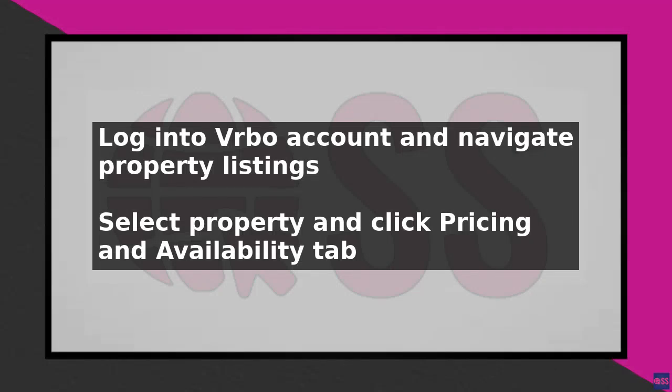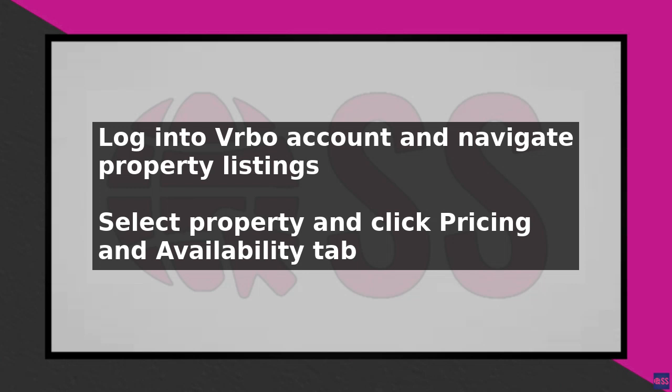To add a cleaning fee on Vrbo, start by logging into your Vrbo account and navigating to your property listings. Select the property for which you want to add a cleaning fee and click on the Pricing and Availability tab. In the Pricing and Availability section, scroll down to the Additional Fees subsection and click on the Add Fee button.